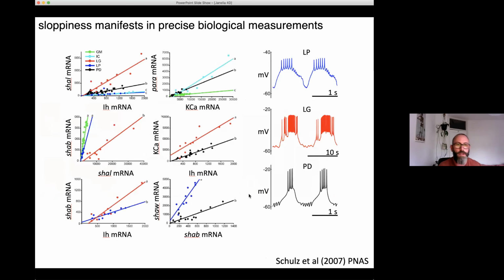Later work from Eve Marder's lab, my collaborator and previous mentor, dissected out these cells and looked at the RNA levels in the individual cells responsible for these currents. They found something striking. Again, a huge amount of variability, but the variability was strongly correlated. So yes, things vary, but they also co-vary. And if you think back to Ben's talk, this almost has the structure of the hyperribbon that Ben was talking about.